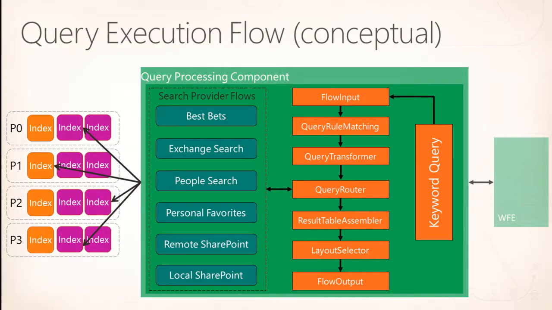And then we go through the query router. This is where we choose the search provider flows, and we can actually choose many in the same go. So we can have best bets, people search, and the local SharePoint results in the same query by having this in parallel. And of course, after that, we need to package these together.